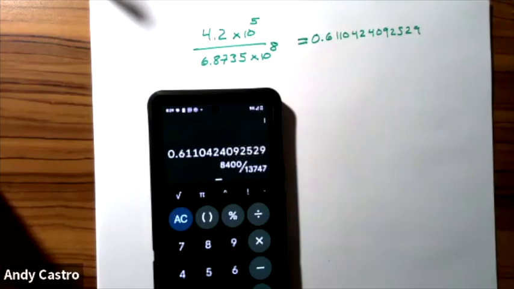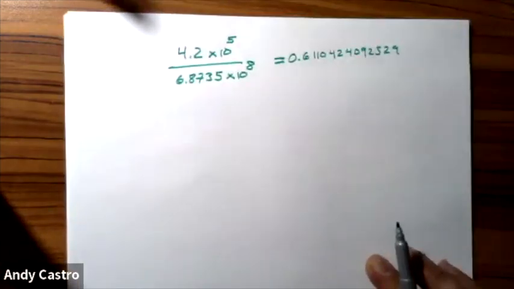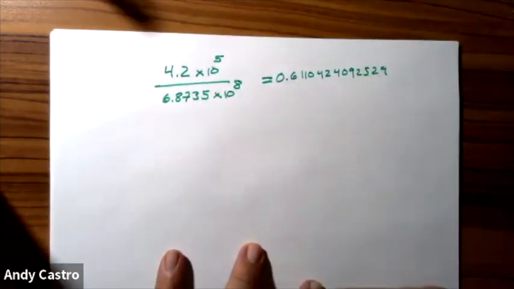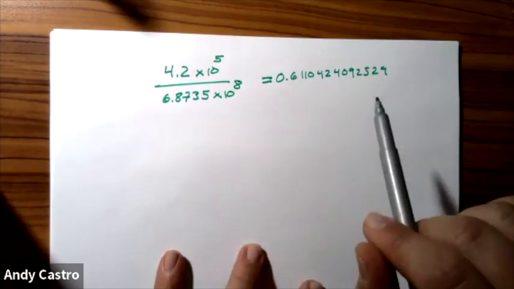All right, that's going to give me 0.6110424092529. All right, there'd be a lot of other digits if my calculator was longer. Now, I can already tell you we're not going to have that many digits because of what we just talked about with significant digits, but let's keep those there for now.